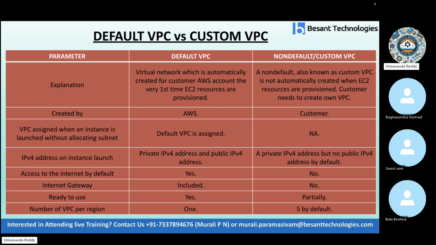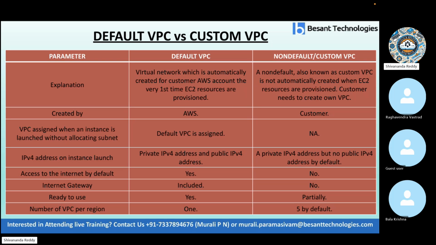The default VPC is created when you set up an AWS account, right? You pay 2 rupees and you create the account, right? That moment only, the default VPC will be created. Then non-default VPCs you can create.